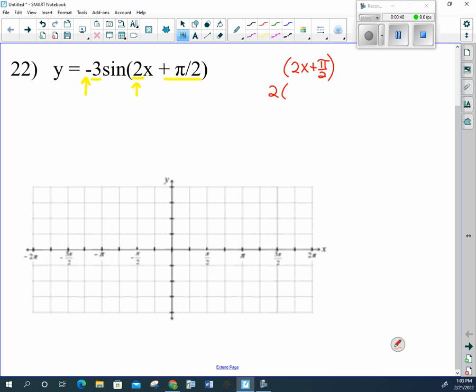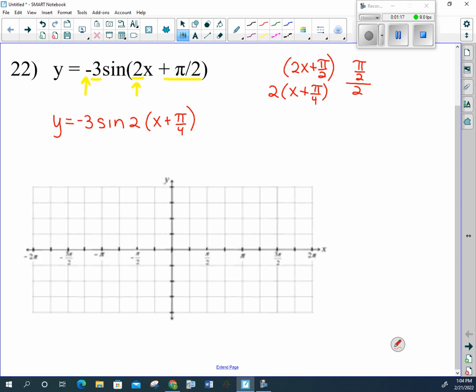So if I do that, that's the same thing as taking pi over 2 and dividing it by 2. Well, dividing by 2 is the same thing as multiplying by a half, so that's going to turn out to be pi over 4. All right, so my new equation is going to look like this. Y equals a negative 3 sine 2 outside the parentheses x plus pi over 4.